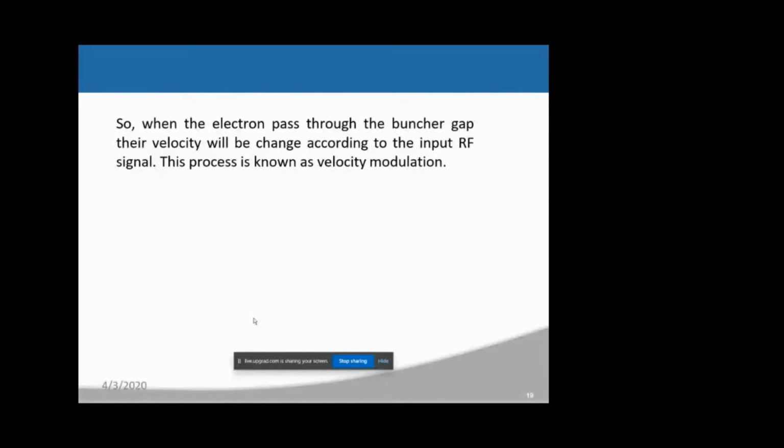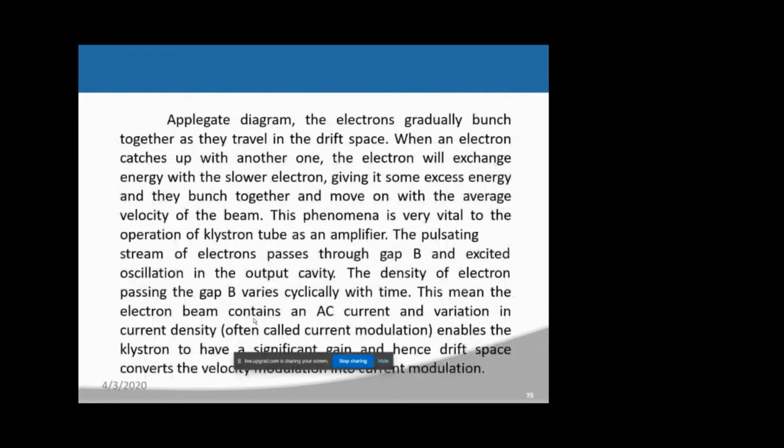This is the Applegate diagram, which I have just shown you. The electrons gradually bunch together as they travel in the drift space. When an electron catches up with another one, it exchanges energy with the slower electron, giving it some excess energy, and they bunch together and move on with the average velocity. The phenomenon is very vital to the operation of klystron tubes as an amplifier.